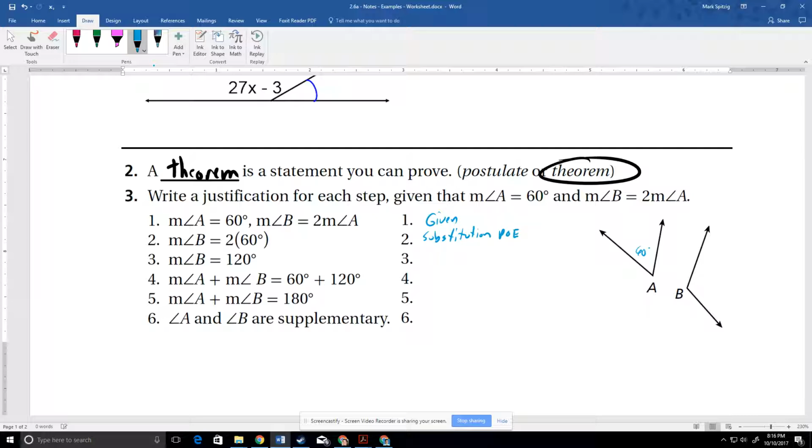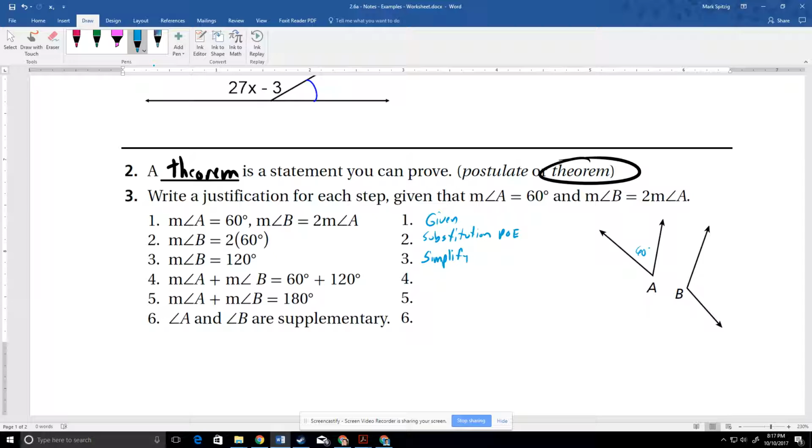The measure of angle B is 120. That looks like just multiplication. You can write multiplication if you want to be specific. I would just stick with probably simplify. We can just use those for any sort of math that we're simplifying. And you notice it's not multiplication property of equality. It would be multiplication. That's kind of what we're doing, simply because we're just multiplying 2 times 60. For it to be a property of equality, we need to be doing it to both sides.